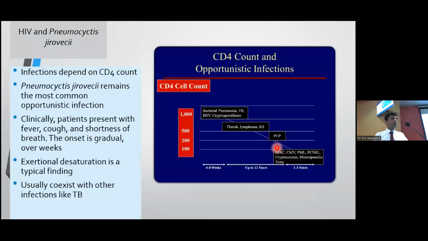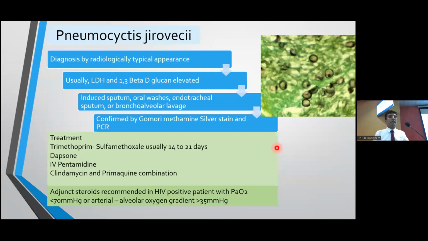A few important things about HIV and Pneumocystis jirovecii. Usually this infection occurs when the CD4 count is less than 200. An important clinical sign is exertional desaturation, which is a typical finding. Pneumocystis infection usually coexists with other infections like TB, sometimes cytomegalovirus, so we have to investigate for other infections as in this patient. She had TB, coliforms, and Pneumocystis infection as well. Usually we can diagnose it if the clinical history is suggestive or the radiological appearance is typical.